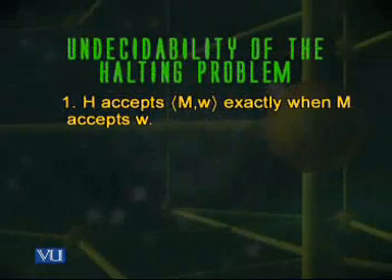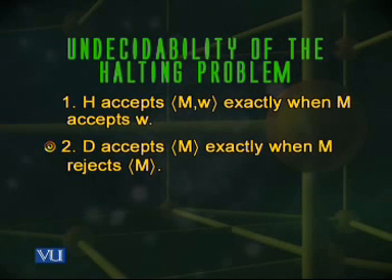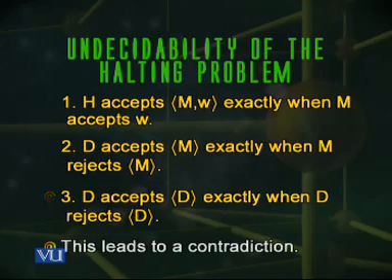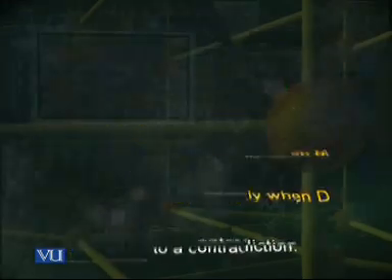Let's look at this argument once again. We know that H accepts M, W exactly when M accepts W. Therefore, D will accept the description of M exactly when M does not accept the description of M. So D accepts the description of M when M does not accept its own description. Now, what will happen if we run D on its own description? D accepts its own description exactly when D does not accept D, and this is a contradiction. So, this ends our proof.